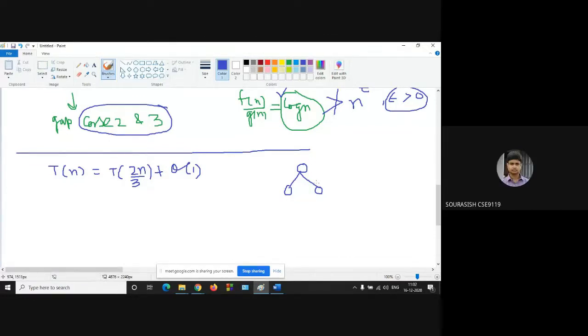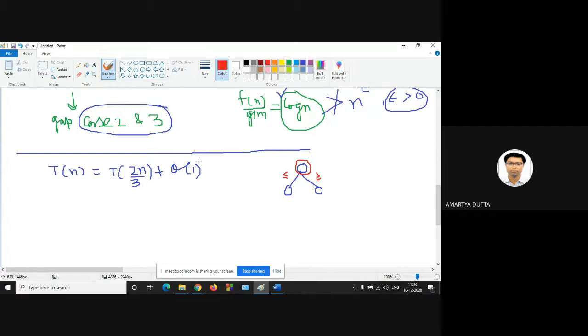So max heapify means you have to maintain the heap property. What is the heap property? Your parent is greater than or equal to your left child and greater than or equal to your right child. For a max heap, parent ≥ left child and parent ≥ right child. Is it clear?